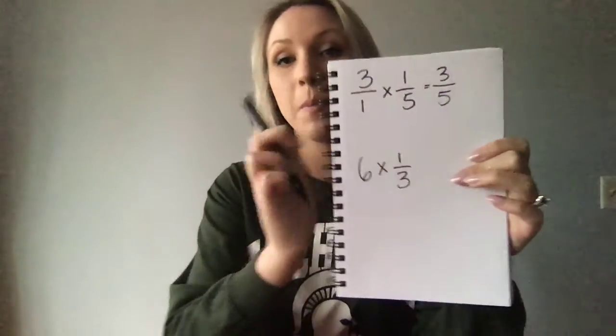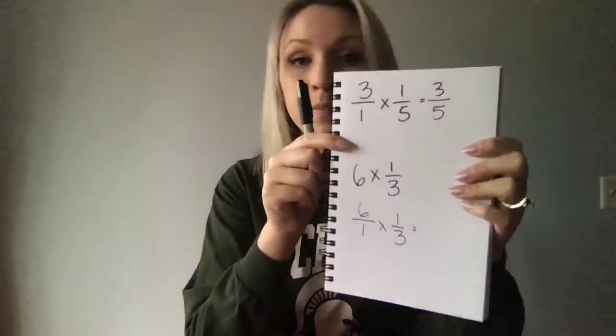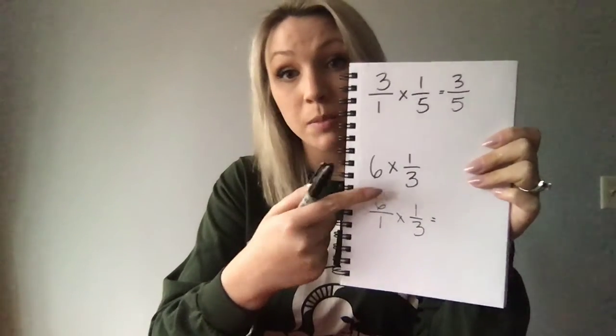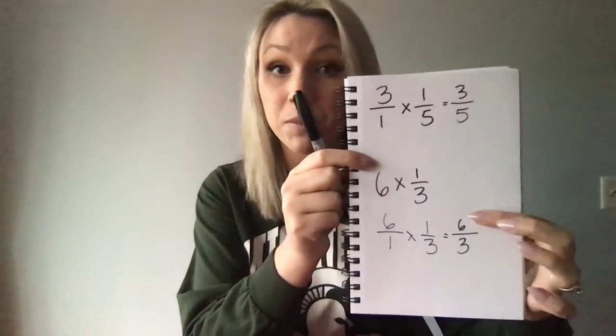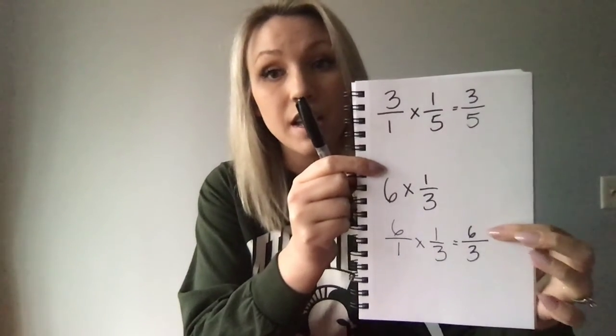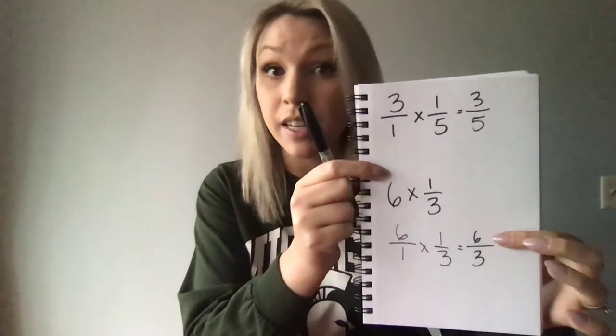So another example of that, if I was to do 6 times 1/3, I know to change a whole number into a fraction, all I have to do is put it over 1. So 6 over 1 times 1/3. And then I just multiply across. So 6 times 1, our numerator would be 6. 1 times 3 would be 3. Now if you notice, this is an improper fraction because the top number is larger. In this case, you should convert it into a mixed number.